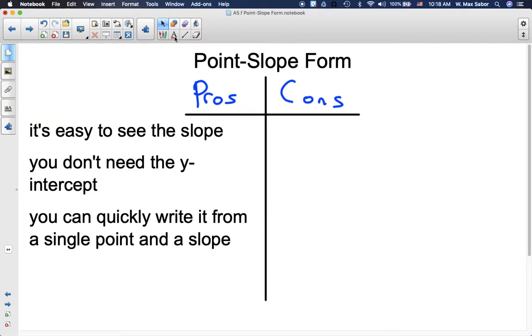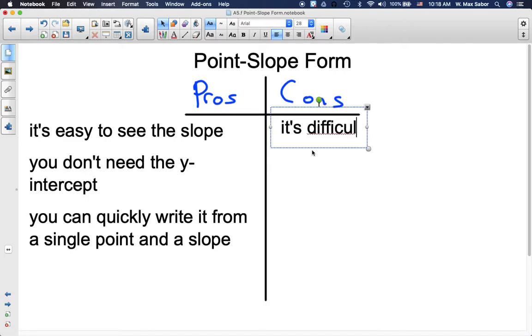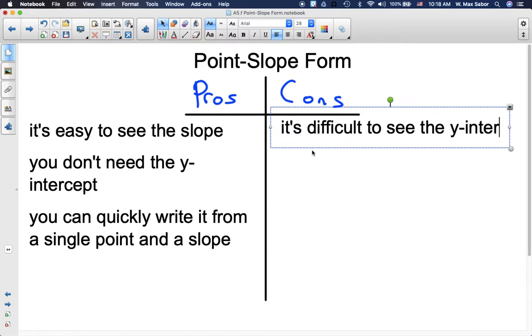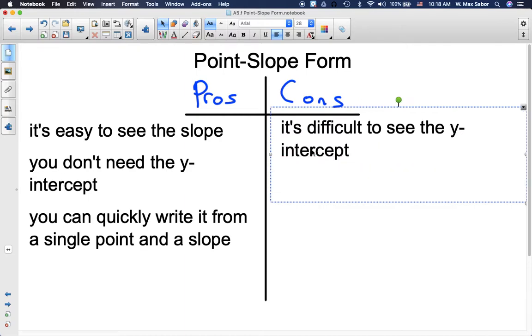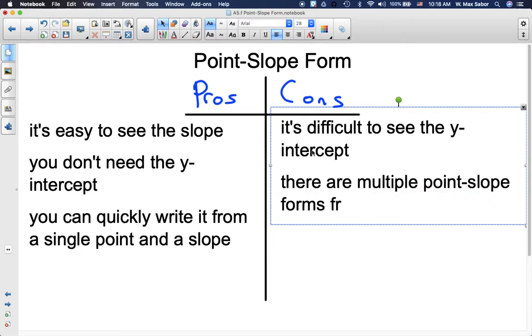The disadvantages of point-slope form, well, first of all, it's difficult to see the y-intercept. Another disadvantage is that there are multiple point-slope forms for the same line because you could use different points. Those are really the main disadvantages of point-slope form.